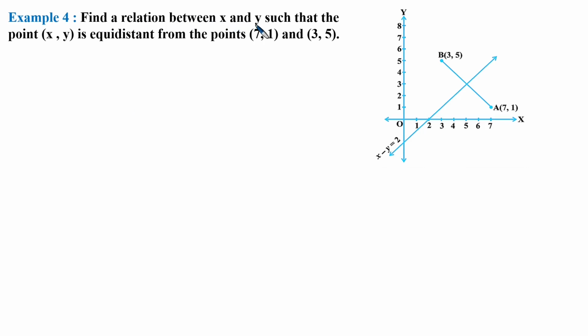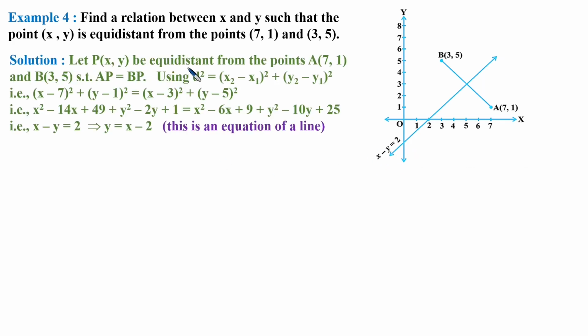Example: find a relation between x and y such that point (x, y) is equidistant from point (7, 1) and (3, 5). This is (3, 5), this point, and (7, 1). So the middle point is of course equidistant, and all this line will be equidistant. This is perpendicular. We can show it is perpendicular and all these points will also be equidistant. Any point you take, the distance from here to here will be the same. So what we have to do is find the equation of this line. How do we get this equation of line?